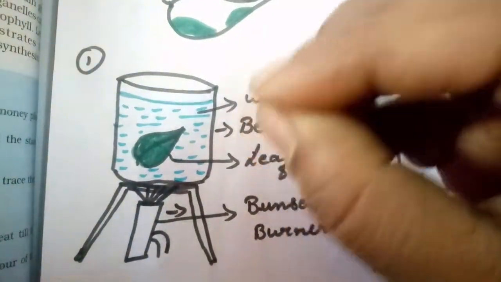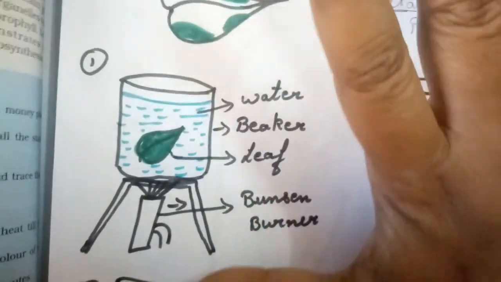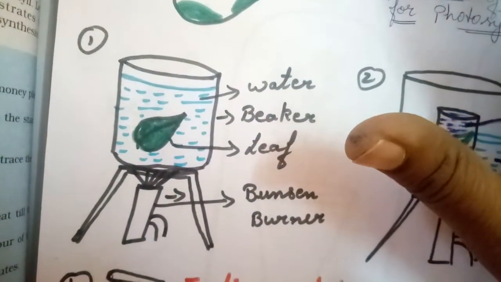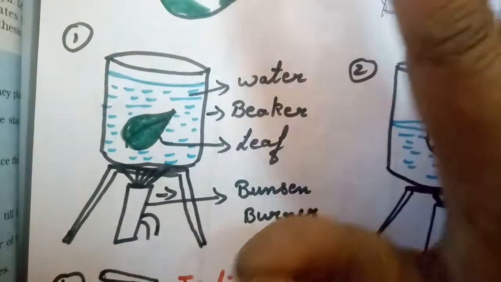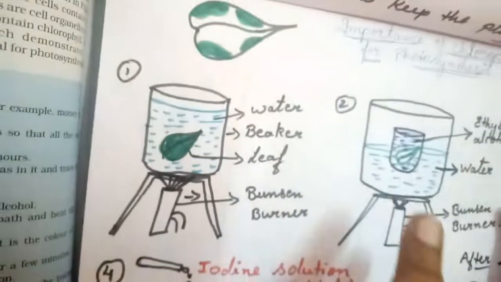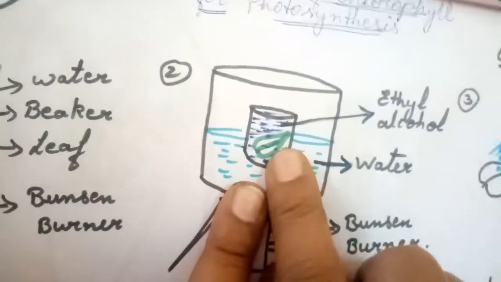So we can say we are killing the leaf here. Okay, killing the leaf in the sense that all the cells will be dead cells. No more are the cells living. So after that we have to remove this leaf and place it in another beaker.